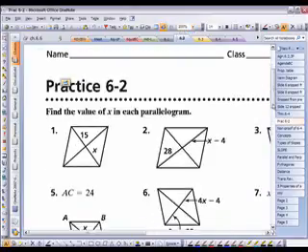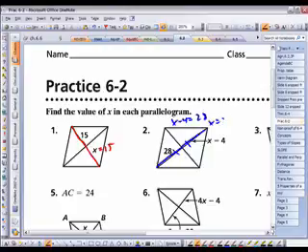All right, finding the value of x. Well, we know that the diagonals of a parallelogram bisect each other. So if this is 15, that's 15, so x is 15. Over here, same idea. Diagonals of a parallelogram bisect each other, so these must be the same. So x minus 4 must equal 28, so x is 32.